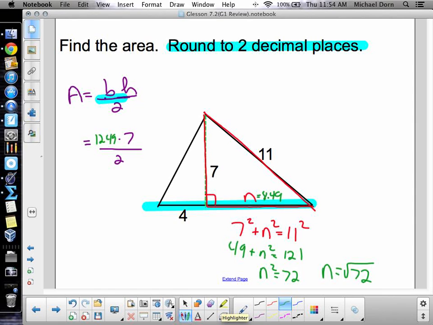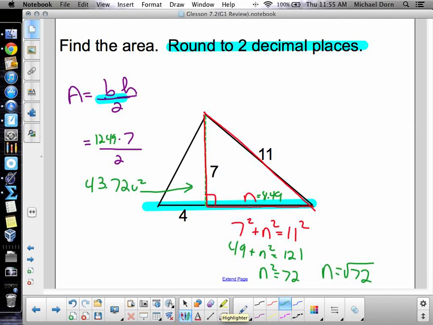Everybody with me on that? See where that came from? Make sense? Yes? Okay. And now we just do our calculator. 12.49 times 7 divided by 2. 43.72. That's my area. I found the area of the triangle.